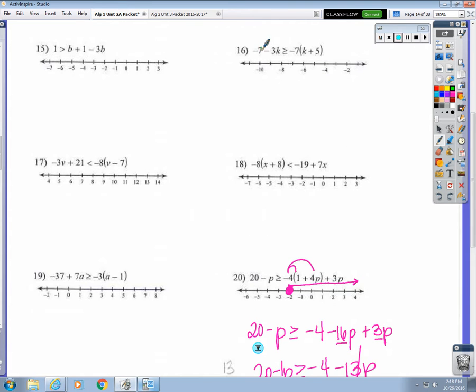Okay, is there anything I can do on the left side? Can I actually combine that negative 7 and negative 3k? No. Can I do anything on the right side? What can I do? Distribute. Negative 7 times k is negative 7k, and negative 7 times 5 is negative 35. Now that each side is simplified, now I can start moving stuff across. Where do I want my letters, my variables? Right, so that means I need to do what?